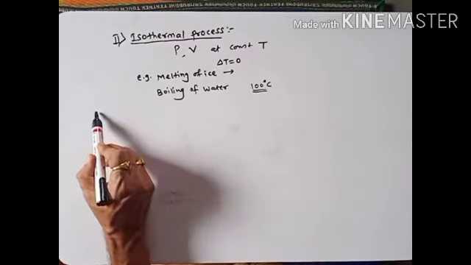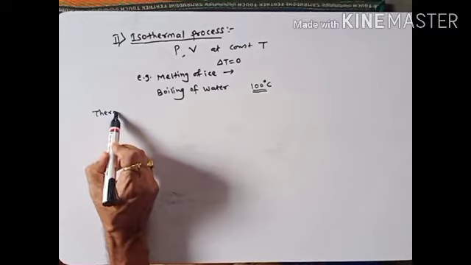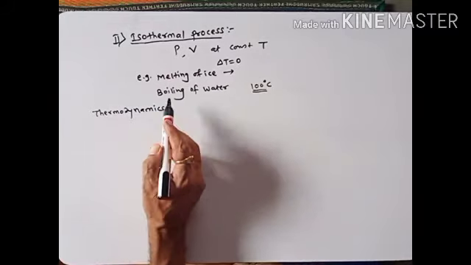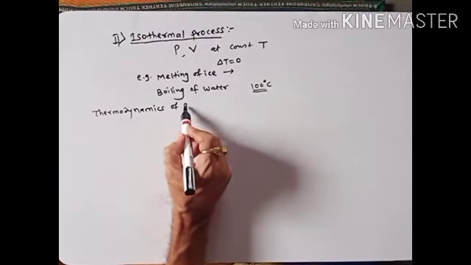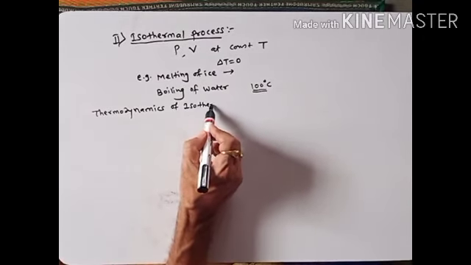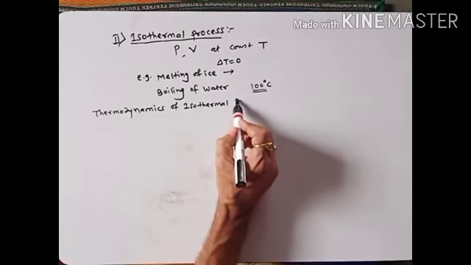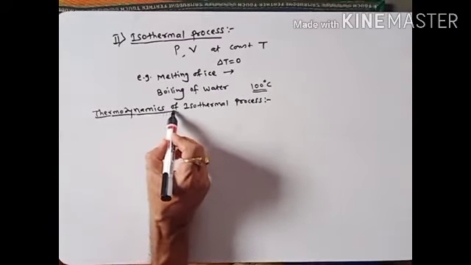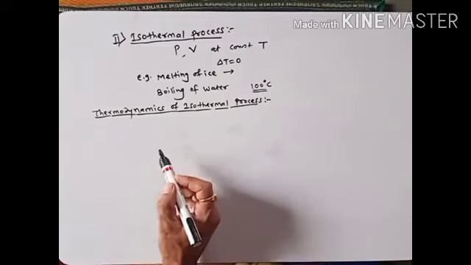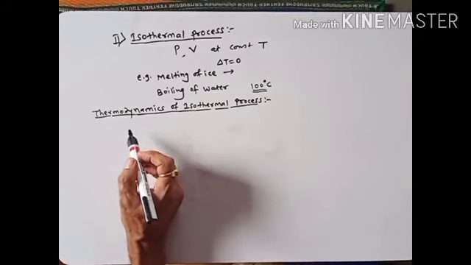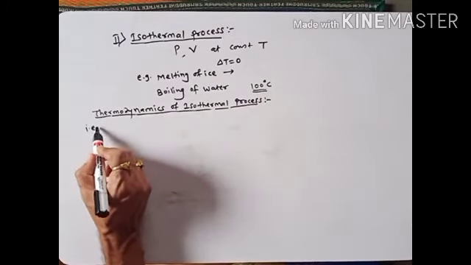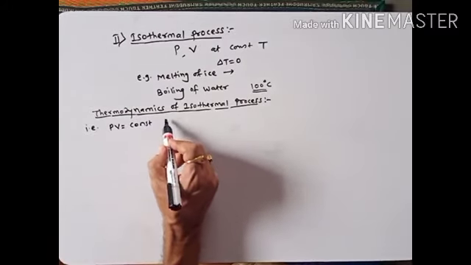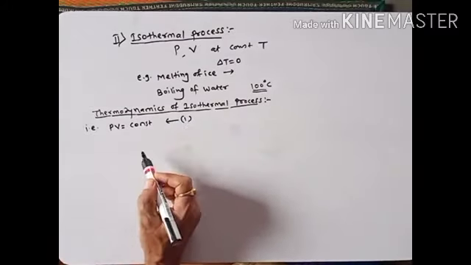Now we consider the thermodynamics of the isothermal process. We have to see some mathematical relations. Here Boyle's law is applied. We can write Boyle's law means PV equal to constant. Suppose this is equation number 1.